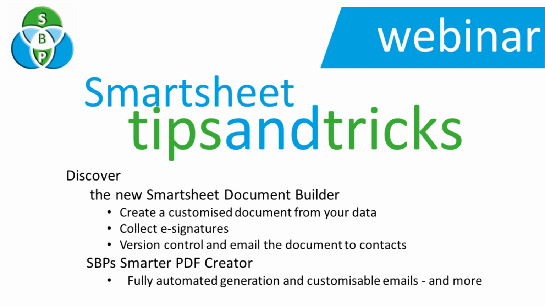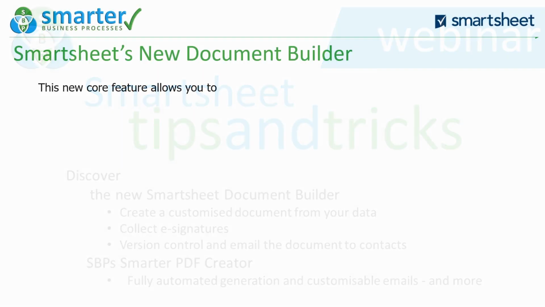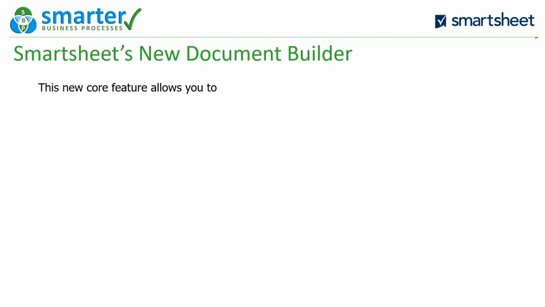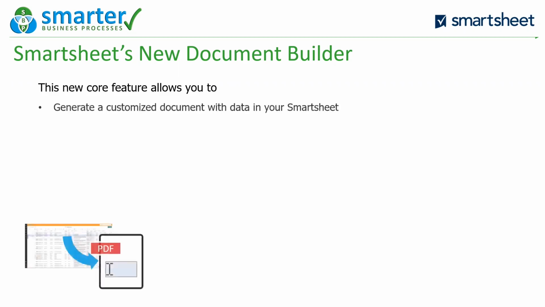So let's start off with Smartsheet's new document builder. Within your core Smartsheet, you now have the ability to generate PDFs, and this is called the document builder. It's available in the core Smartsheet program. And within this new feature, you are able to generate a customized document from the data within your Smartsheet.